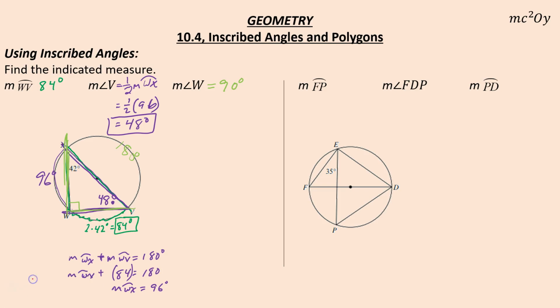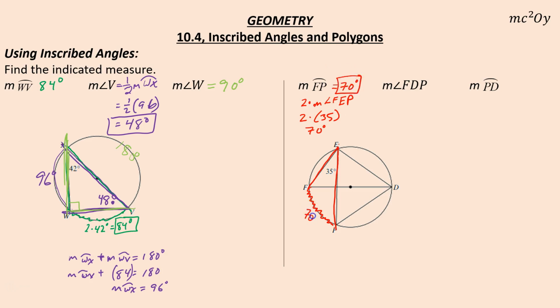All right, let's go ahead and try another one here. Find the measure of arc FP. So I'm going to look at this. I note that arc FP subtends angle FEP, F to E to P. So that's a 35. So twice 35 is FP. So that's 2 times the measure of angle FEP. And FEP is 35, so that's 2 times 35, which gives me 70 degrees. Okay, so FP is 70 degrees.